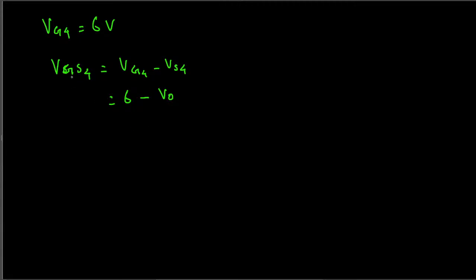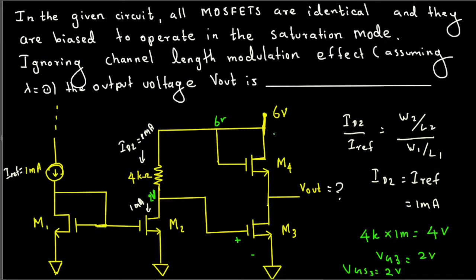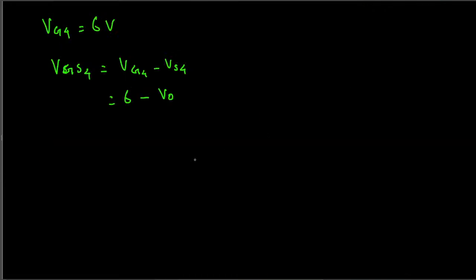So VGS4 we don't know. And in a MOSFET, let's say this current flowing through this ID4 should be the exact current flowing through this one as well, ID3, because in a MOSFET there's no current flow in the gate. So whatever the current in the drain is equivalent to the current that goes to the source. So this ID4 is equal to ID3.